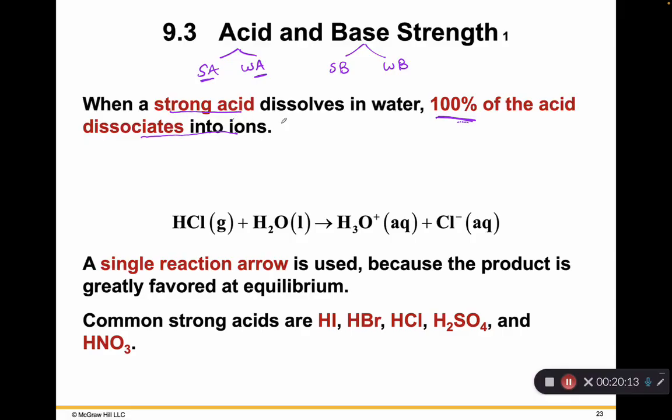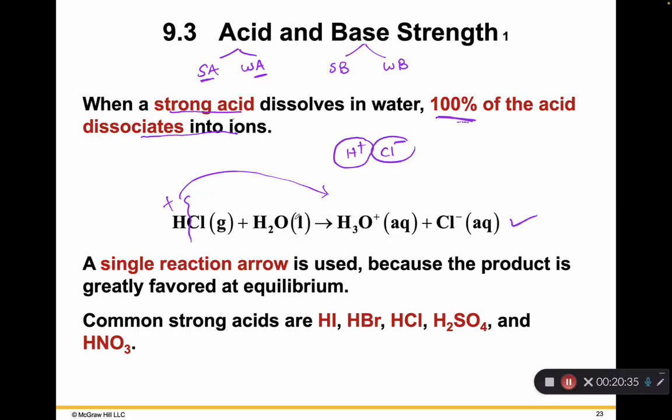So a strong acid will dissociate 100%, meaning all of the H pluses will be given away, right? All of it will be broken down into H plus and Cl minus in this example, and you will have 100% dissociation. That makes HCl a strong acid.